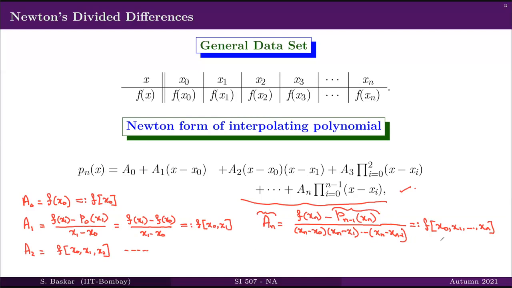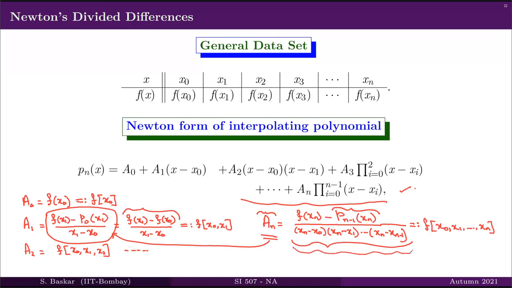Now, the question is, can I write an equivalent formula to this, right? For instance, for a1, if you recall, the actual formula is given like this. You can just put n equal to 1 here and get this. And due to the fact that P0 is a constant polynomial, we got it in a rather nice way. Similarly, my interest is to write this expression in an equivalent form where this lower degree polynomial is not coming into the picture. That is the main aim for us now.